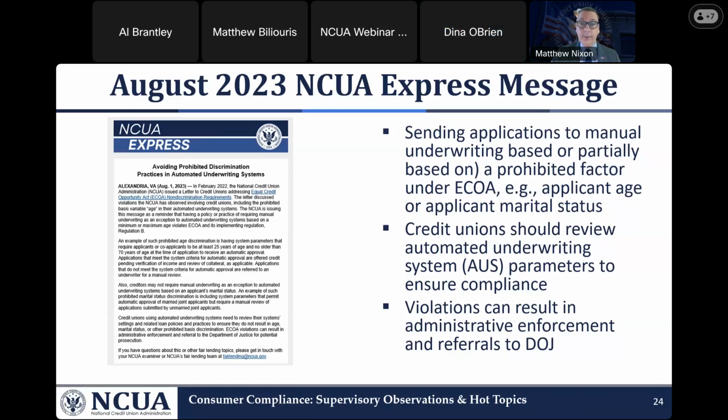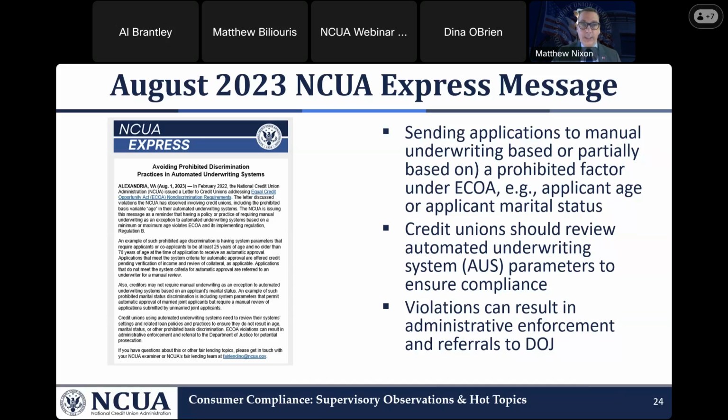As a reminder, creditors are not permitted to discriminate against a loan applicant on a prohibited basis in any aspect of a credit transaction. The rule covers, for example, application procedures, criteria used to evaluate creditworthiness, administration of accounts, and treatment of delinquent or slow accounts. Including age or marital status parameters in a credit union automated underwriting system that refers applications to a manual underwriting process based on or partially based on applicant age or marital status violates ECOA, and this is true regardless of the credit decision.